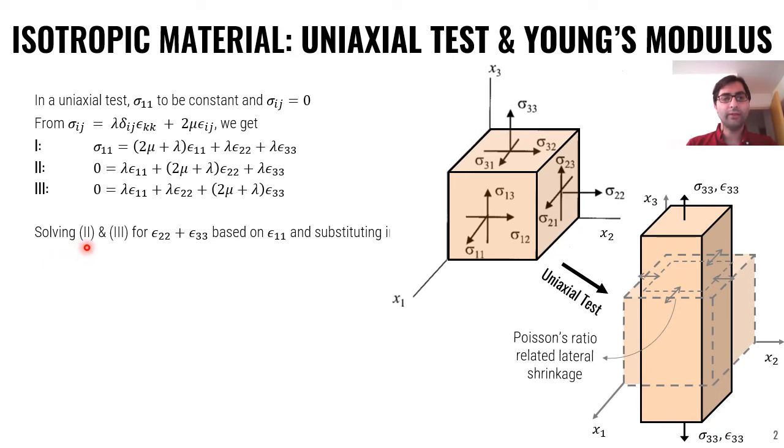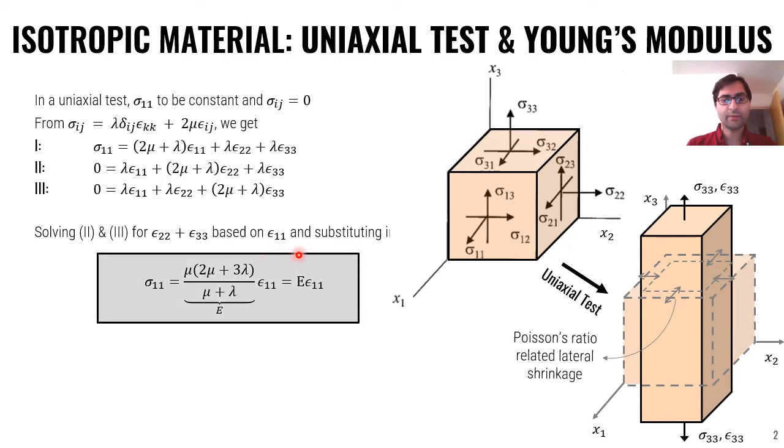Now solving 2 and 3 for epsilon 22 plus epsilon 33 based on epsilon 11, and substituting it in the first one, we can find this relation. Sigma 11 is equal to E multiplied by epsilon 11. And we find E based on mu and lambda this way.